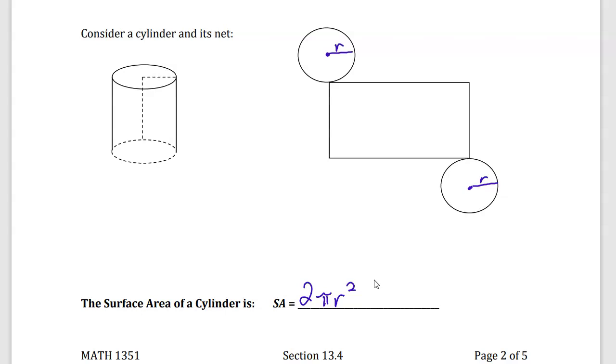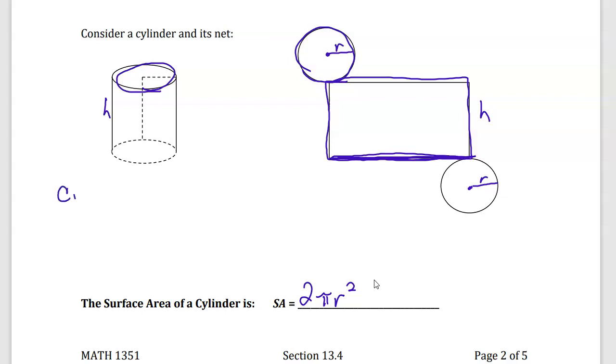Now, this right here is not just a rectangle. Yes, we do have the height of it here, but to find the side, it is based off of the circle. It's basically based off of the circumference of the circle, because that's how far around it is. That's the length, because we're looking at the perimeter of whatever our base is.